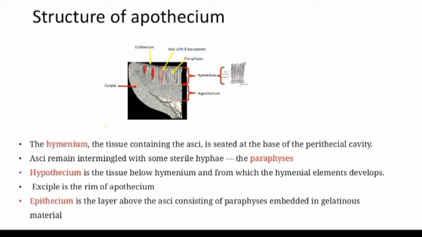Structure of apothecia. The hymenium, the tissue containing the asci, is seated at the base of the perithecial cavity. Asci remain intermingled with some sterile hyphae, the paraphyses. Hypothecium is a tissue below the hymenium from which the hymenial elements develop. Excipulum is the rim of the apothecium. Epithecium is the layer above the asci consisting of paraphyses embedded in gelatinous material. The apothecium consists of epithecium, paraphyses, hymenium, excipulum and hypothecium.